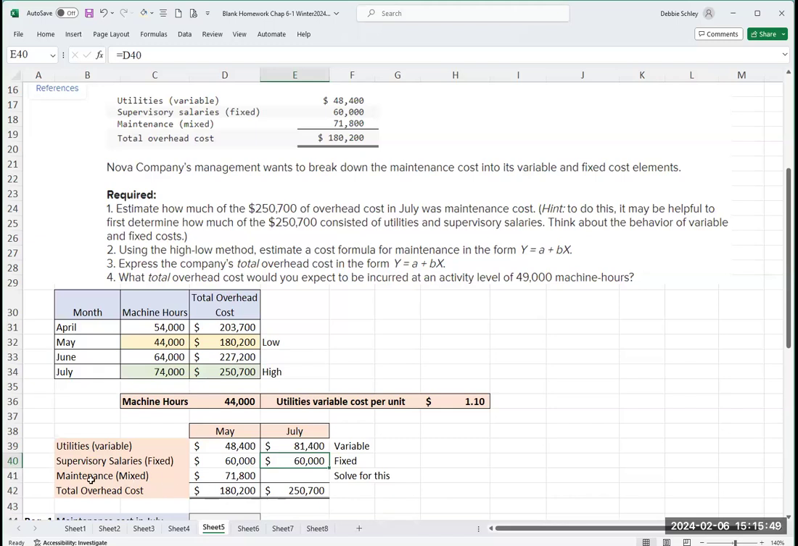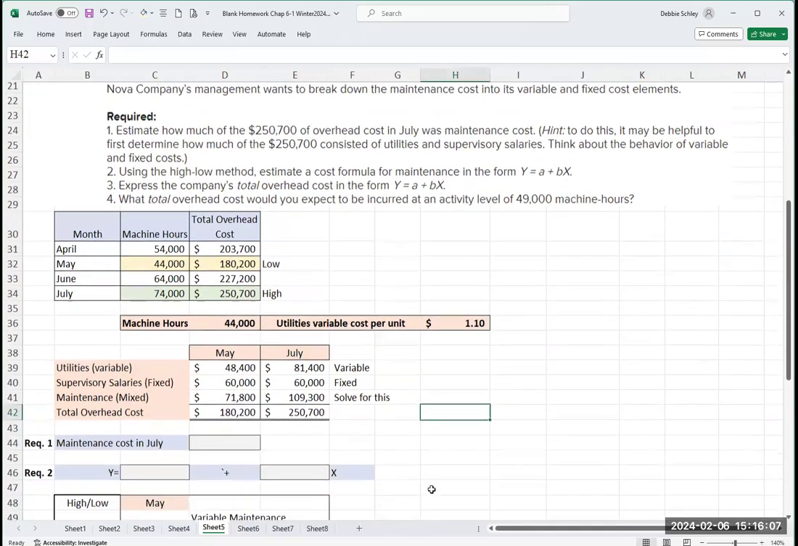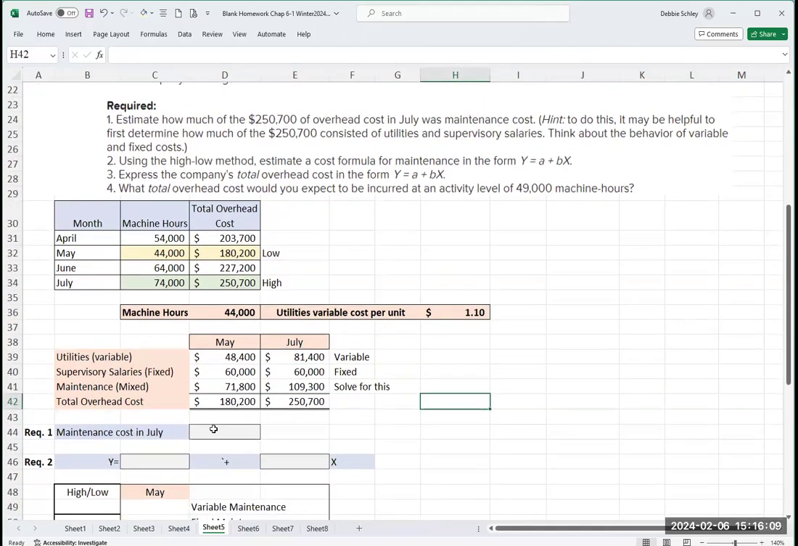So now I can solve for my maintenance cost. That's simply going to be the total minus the utilities minus the supervisory salary, and what's left over has to be my maintenance cost. Okay, that's nice. So that is required one. That's what we just figured out.